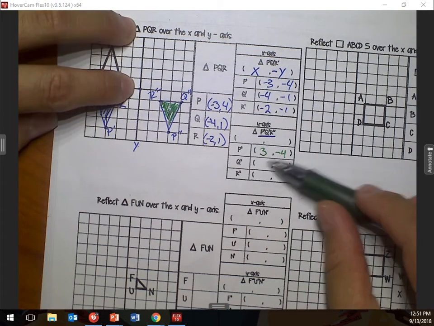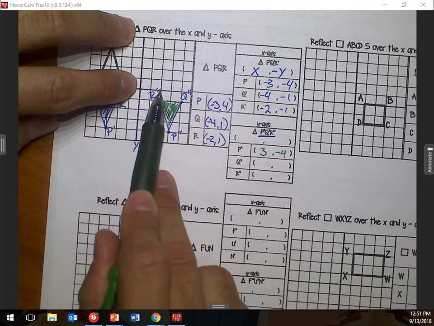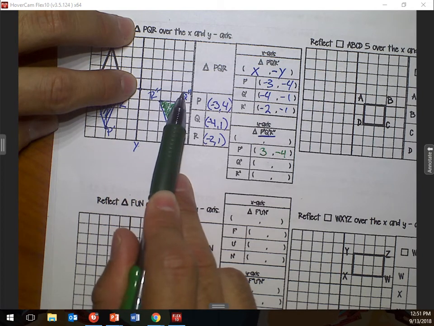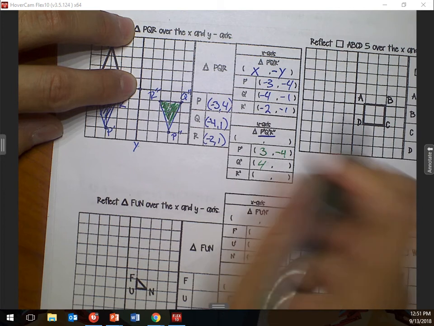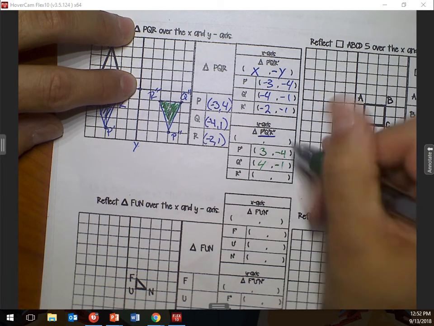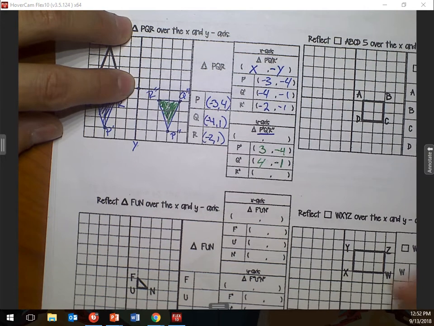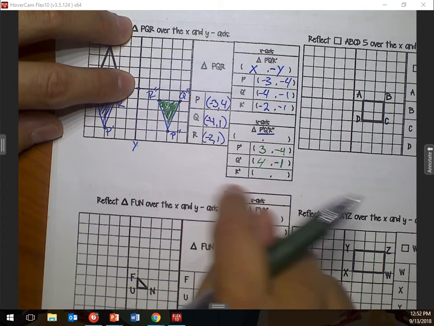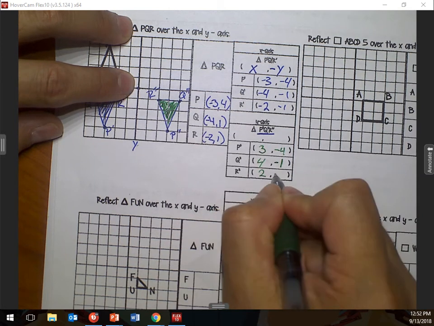Okay. Let's go Q double prime. It goes to the right, 1, 2, 3, 4. To the right 4 is positive. And it is down 1, so that's negative 1. Next one is going to be R double prime. So it's going to be positive 2 and negative 1.